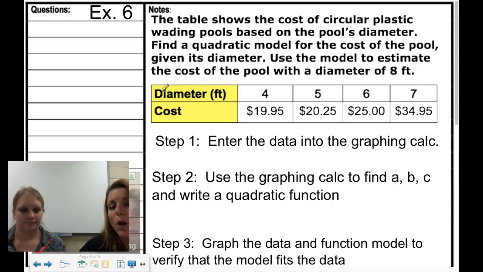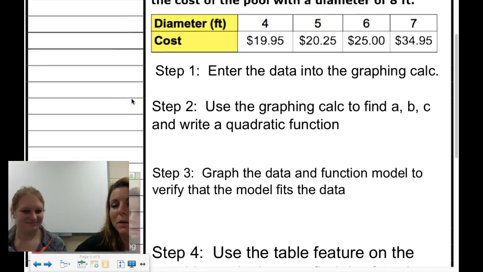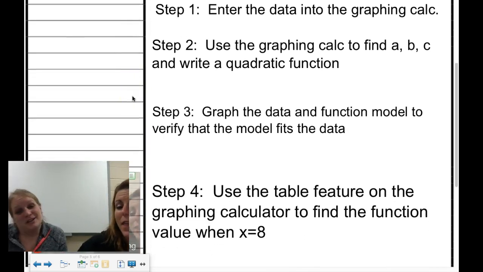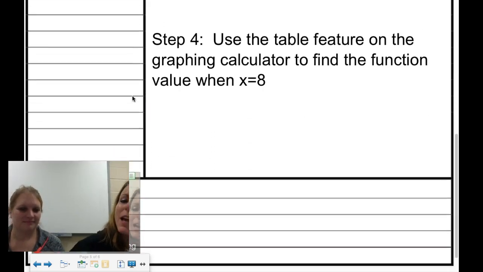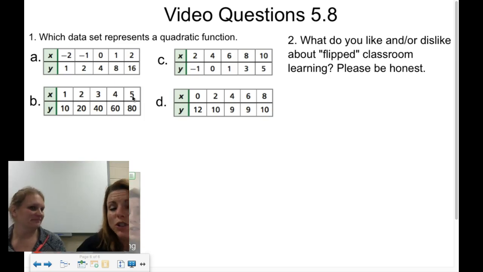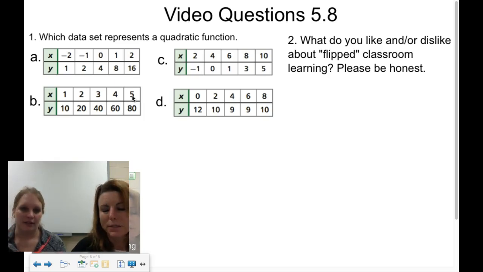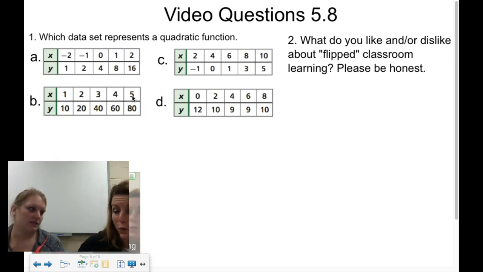Here's a word problem. We are not going to do the word problem because it says use a graphing calculator. We're going to do that in class. And there we go. Which data set represents a quadratic function? So look at your x's, make sure they're all the same. Then look at the first differences and then the second differences.